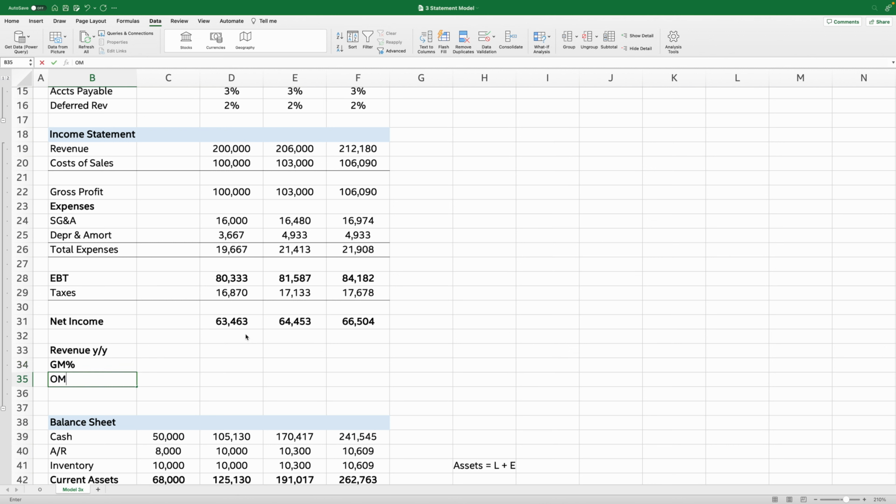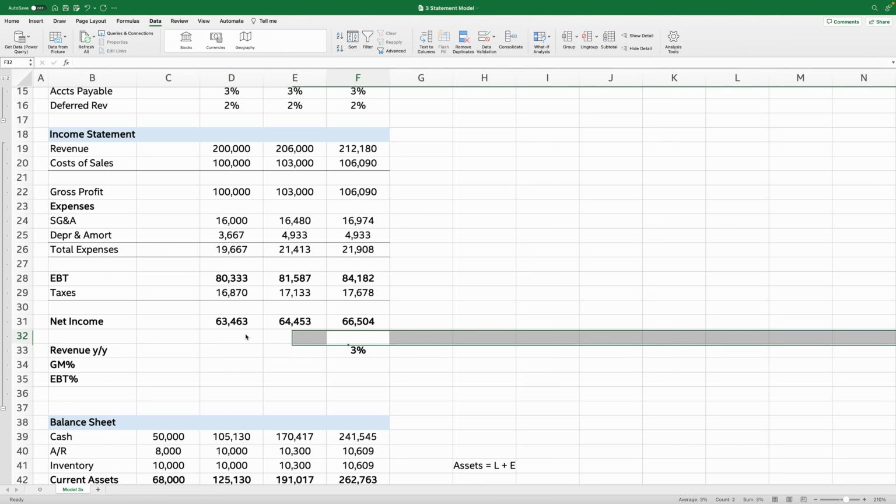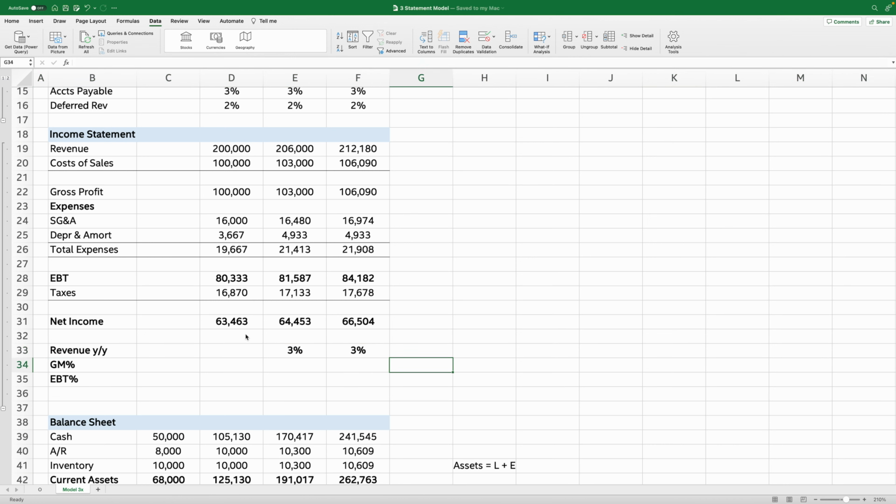Gross margin percent, op margin. Well, we don't really have a... EBT margin. Calculate revenue growth: new divided by old minus 1. This is a percent, so it's 3%. How did I know that? Because I made the assumption. Gross profit margin is the gross profit divided by gross revenue. 50%. How did we know that? Oh, because we said the cost percent.